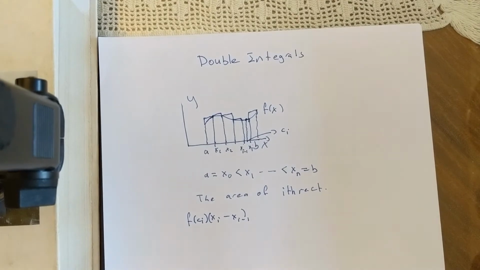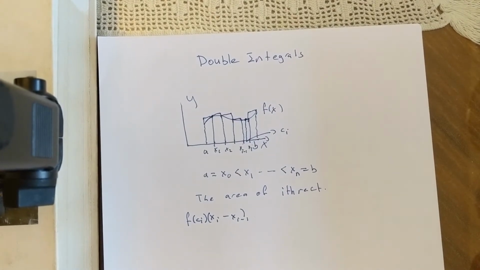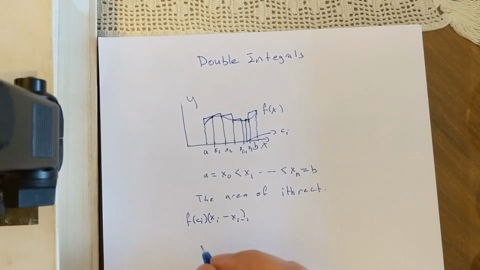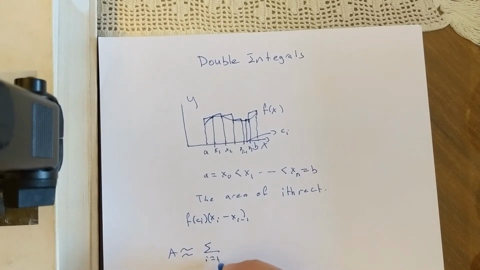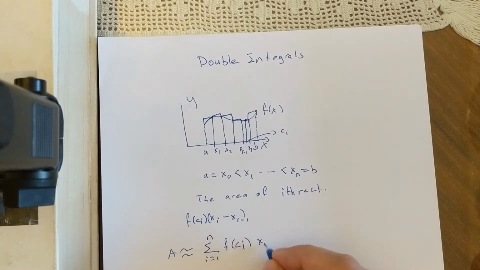It doesn't really matter. Okay, so the idea is we want to add these up to get the area. So my area approximation would be roughly the sum from i equals 1 all the way up to n. So I have n rectangles, and the area of each one of them was f of c sub i times x sub i minus x sub i minus 1.